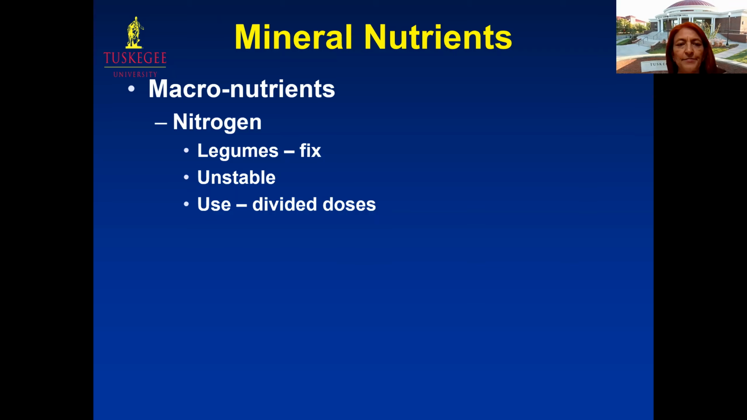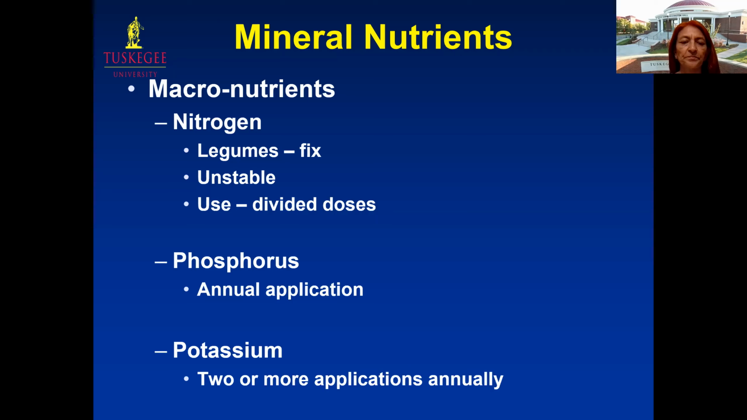Another macronutrient is phosphorus, and this is a more stable fertilizer as compared to nitrogen and potassium. So an annual application of phosphorus fertilizer is enough. We don't need to apply phosphorus fertilizer multiple times within a year. For potassium fertilizer, two or more applications annually will be required, although it should be based on the recommendation from the soil test.